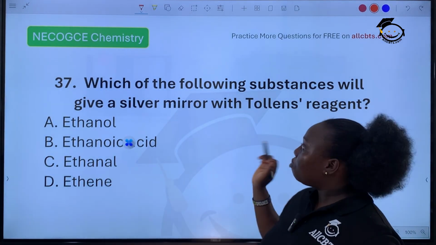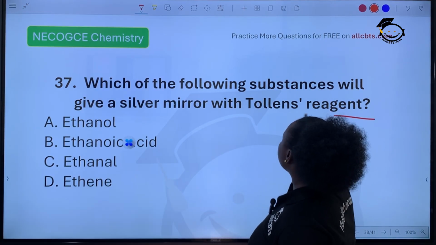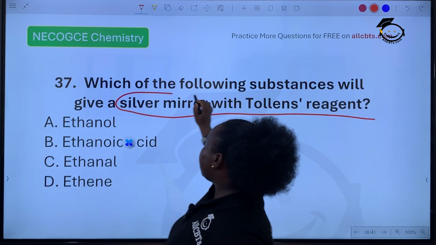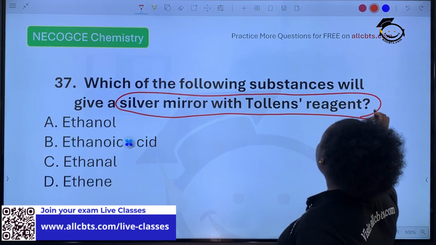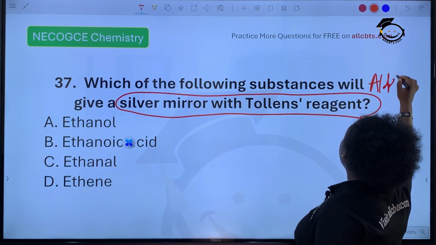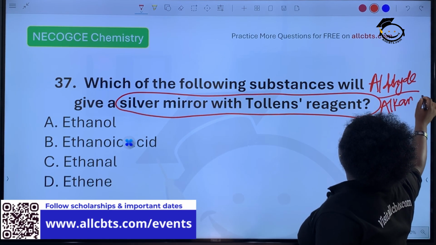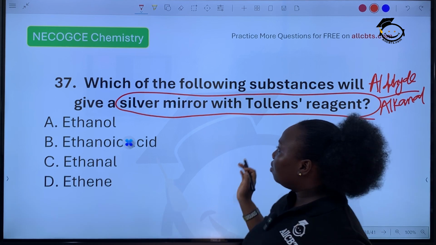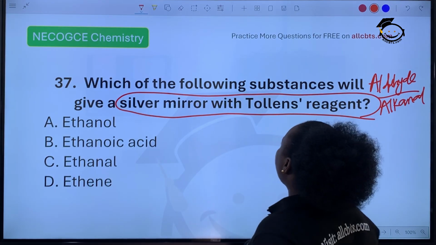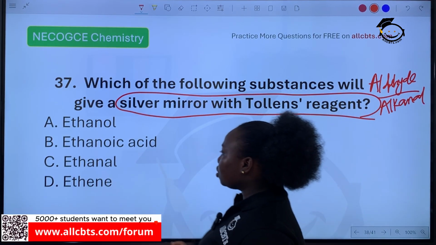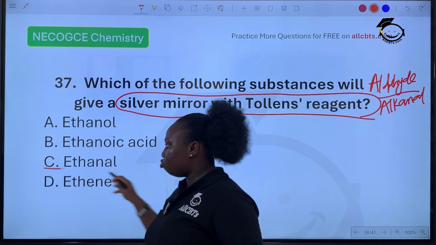Number 37, which of the following substances will give a silver mirror with Tollens' reagent? Now this particular statement is a test. They use it to test for alkanals, or we say aldehydes. When you test for aldehydes or alkanals, it gives a silver mirror with Tollens' reagent. So an example of an alkanal here is ethanal. That's option C.